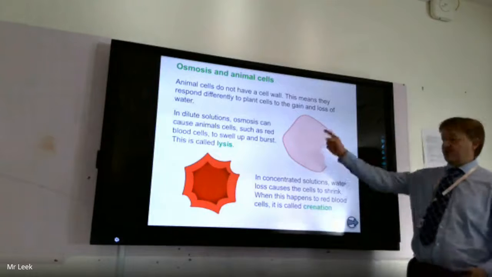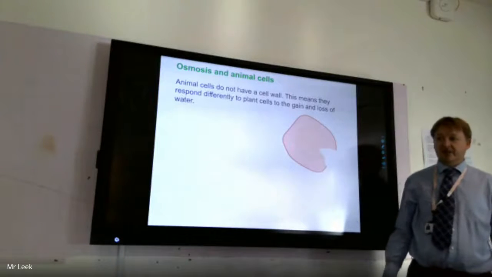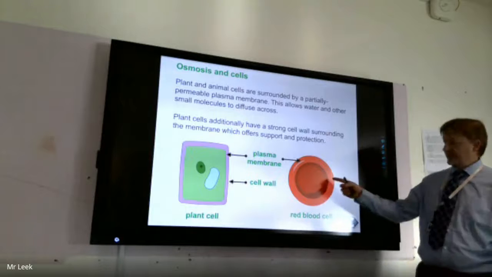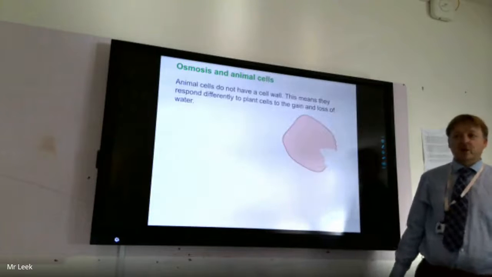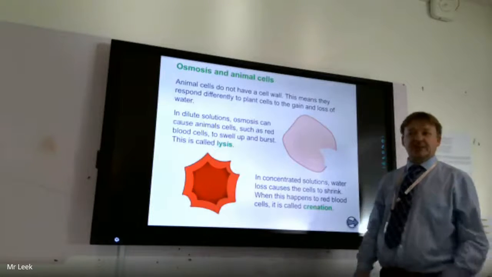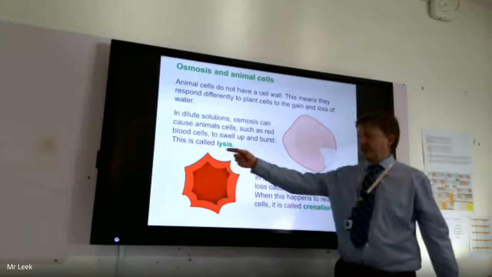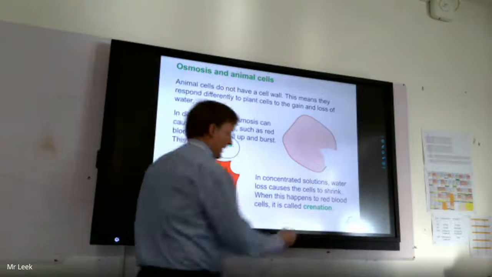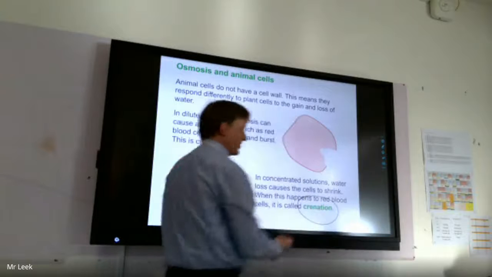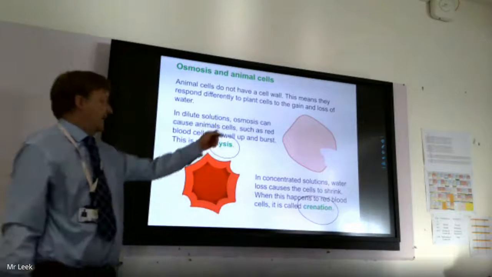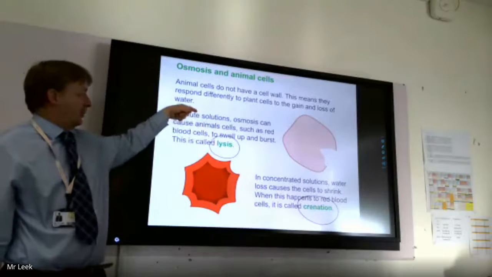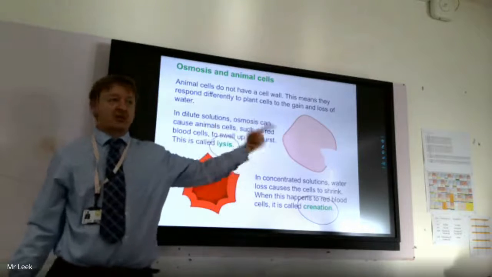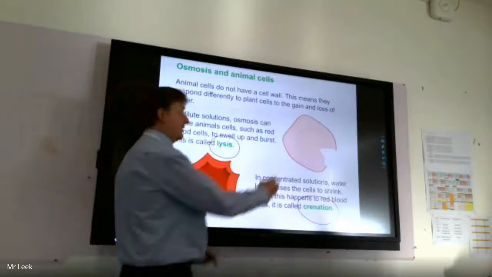Now, osmosis and animal cells. There are 2 cells here that we've got, and they are red blood cells that look a bit like that. When red blood cells get put into something, there are 2 words you need to know about. You need to know the word lysis, and you need to know the word crenation. Basically, what that means is, if you put a red blood cell into pure water, what happens to the cell?